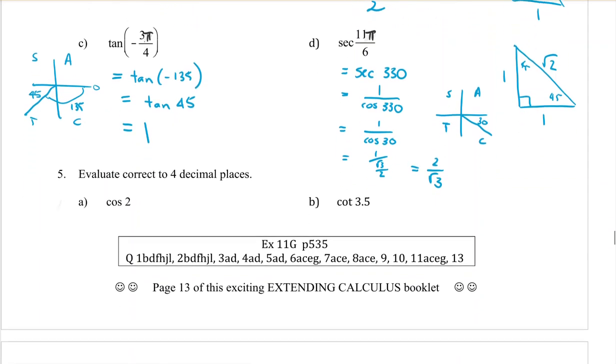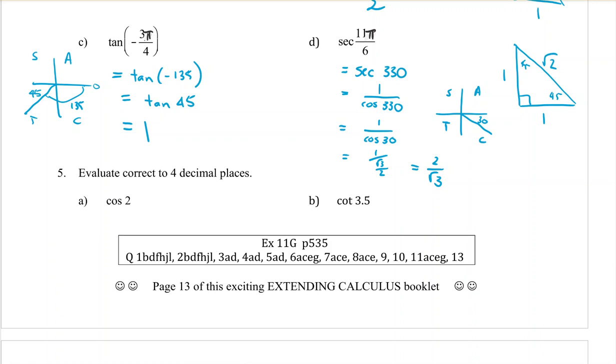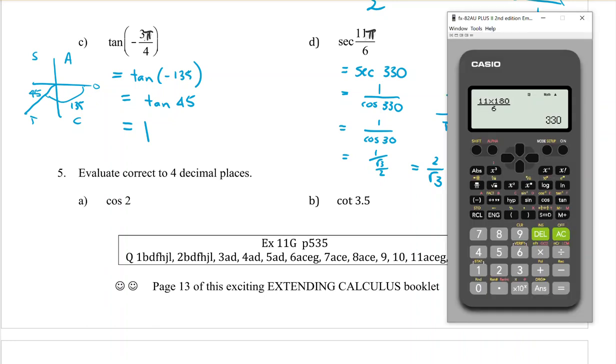One last question here, number 5. Evaluate correct to 4 decimal places. Now this is just making sure that you can use radians on your calculator. So make sure that you turn your calculator into radians to type these in. So just a reminder on how to do that. You press Shift Mode and you press 4 to make sure that it's in radians, and you should see a little R up on the top of your screen.